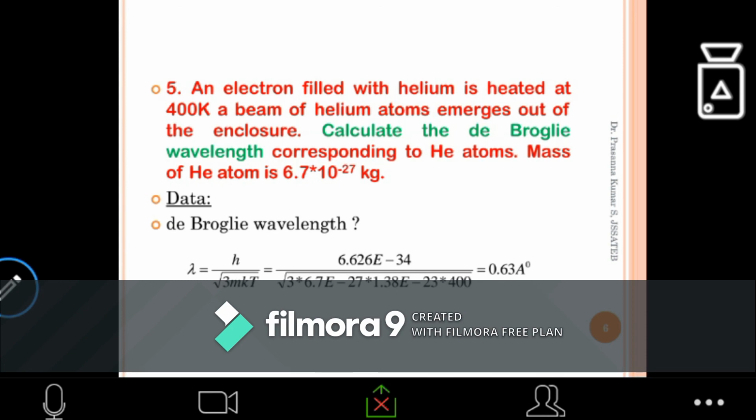So the formula for the de Broglie wavelength in this particular case is h by root of 3mKT. h is Planck's constant as usual. Within the root, 3, the mass of the helium atom is given to be 6.7 into 10 to the minus 27 kg, K is the Boltzmann constant 1.38 into 10 to the power minus 23, and the temperature is 400. You substitute these values and see that it will be around 0.63 angstroms.